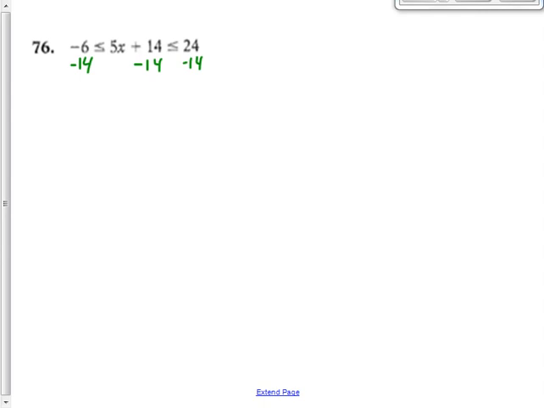So -6 minus 14 is -20. The 5x is still in between. This 14 went away, and 24 minus 14 is 10. Well, again, if you notice the same step that happened on the last problem, I'm going to divide by 5.